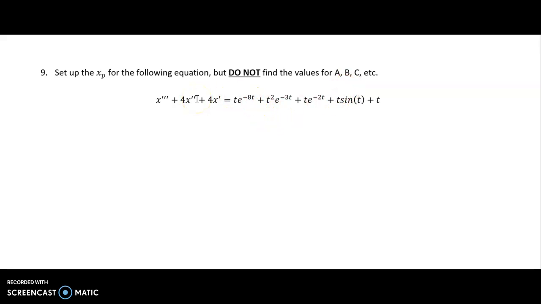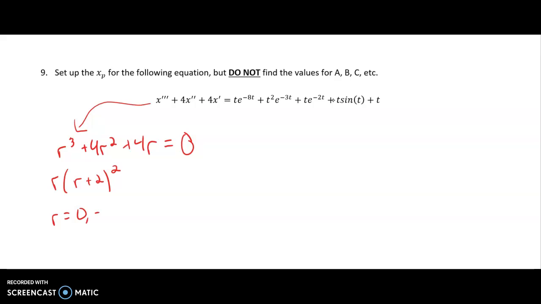Really what I'm testing you on here is your ability to look at this equation and figure out how it interacts with the different pieces, and then choose all the right pieces for your xp, for your undetermined coefficients. So the first step is to find the characteristic equation. If we do that, we get r cubed plus 4r squared plus 4r equals 0. And then that factors to r times (r plus 2) squared. That means we have r equals 0, -2, -2.